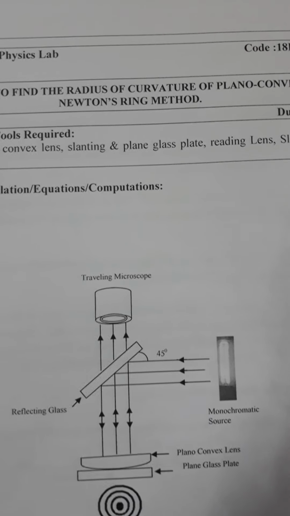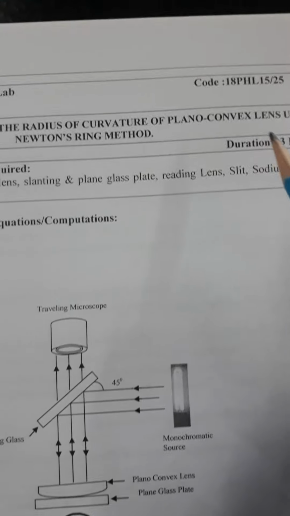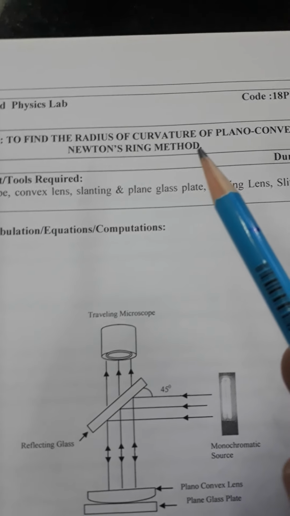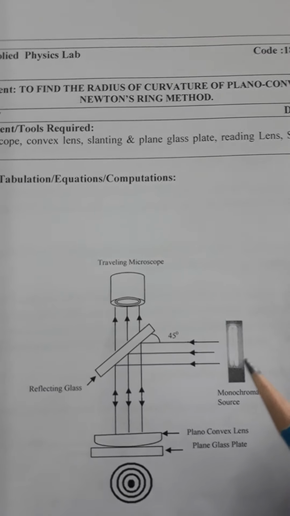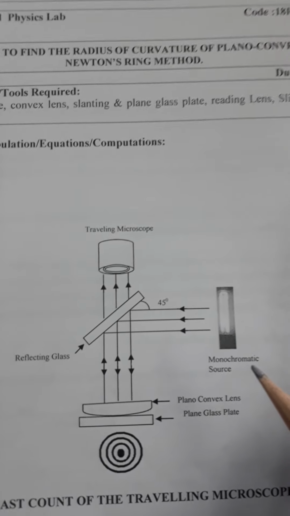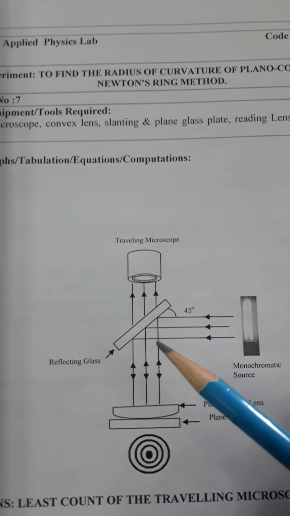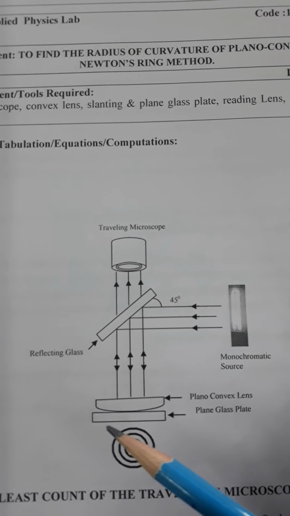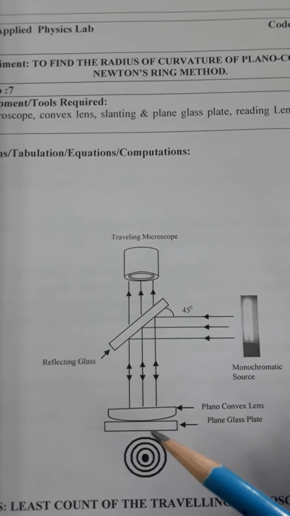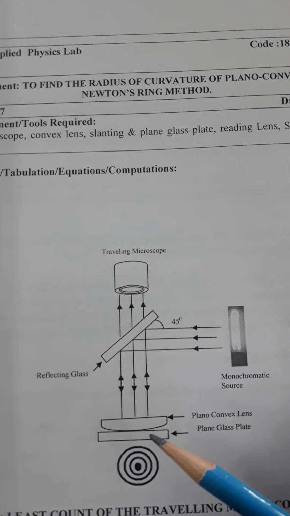Okay, today we are going to find the radius of curvature of a planar convex lens using Newton's rings method. The setup has a monochromatic source of light, a sodium vapor lamp. Then we have a reflecting glass plate, and these rays are directed onto a plain glass plate and this planar convex lens. The planar convex lens sits on top of the plain glass plate.